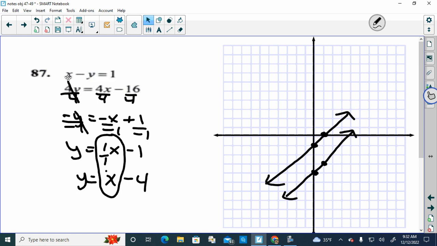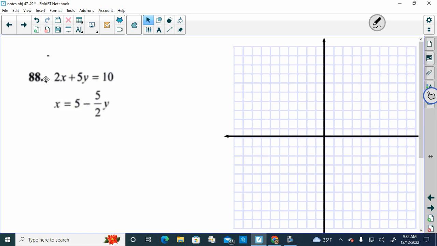Now again, in this section, they might go back and forth between you looking at a graph or asking you how many solutions to this equation. So you would also write no solution on this one. But make sure you're graphing when they ask you to graph. Okay, last one on this one.